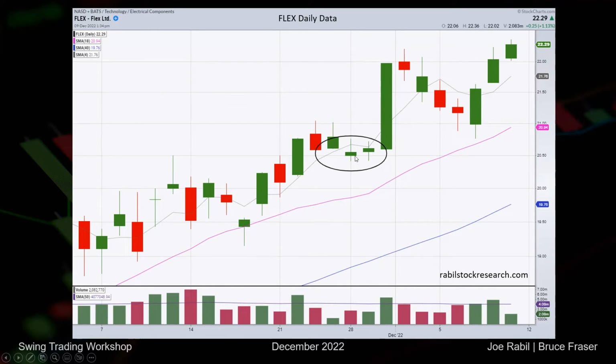Now, before I enter a trade like this, I need to know what my counts are. So I'm going to pass this off to Bruce again, and he's going to go into a little bit more shorter term detail to give us an idea of whether the counts meet the criteria we need to take the trade.